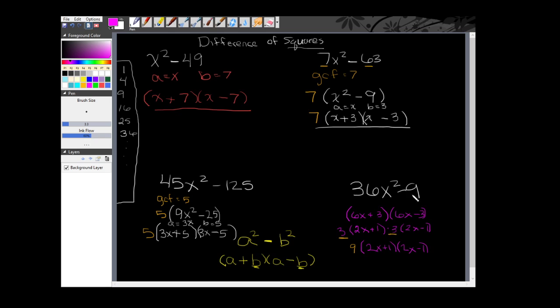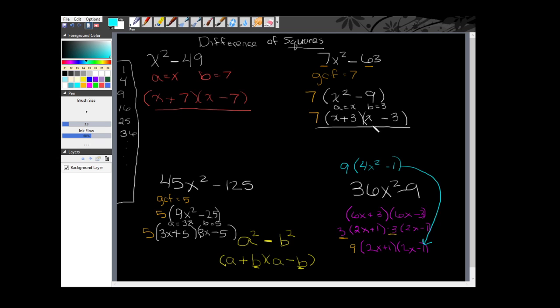Now I could have saved myself the hassle if I had just looked at these numbers. 36 and 9 are both divisible by 9. So instead, I could have factored a 9 out as my GCF, and I would get 4x squared minus 1, which would take me a little more directly to this point right there. So you can think through this pattern.